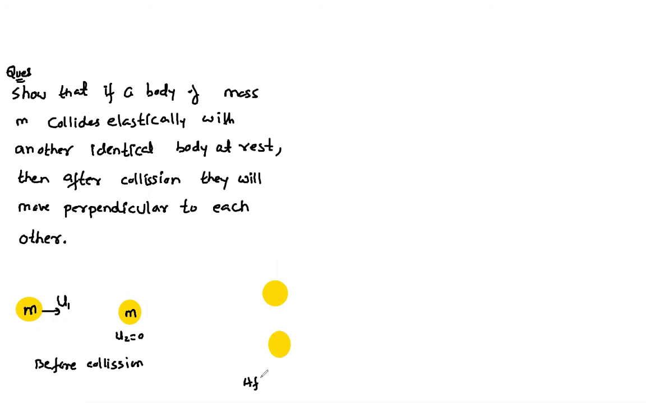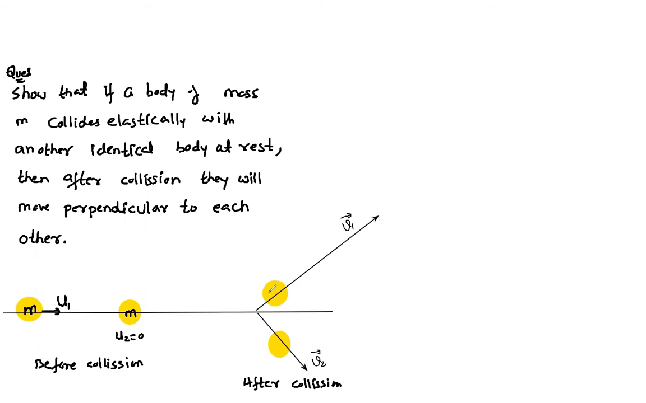Then after collision, they will move perpendicular to each other. This is V1. This is V2. This is mass M1. This is mass M2. This is theta 1. This is theta 2. You have to prove that theta 1 plus theta 2 is 90 degrees.